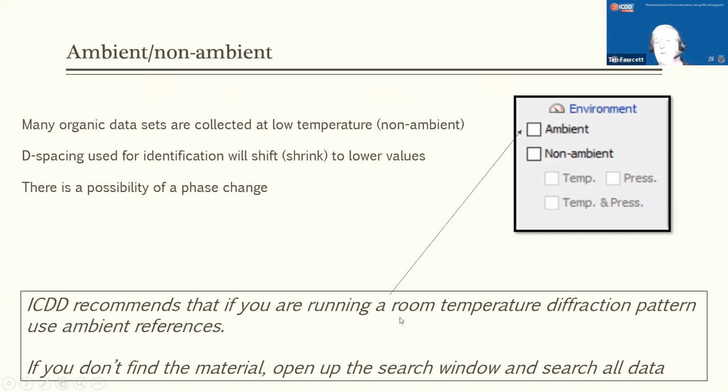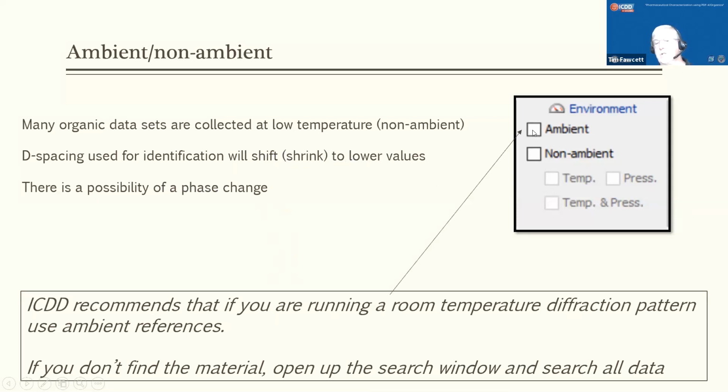So if you're running a room temperature analysis, which most of us are doing when we're looking at pharmaceuticals, you want to check this box so that you get the right ambient determination. And this is part of having the right analysis with the right polymorph. Because once you shrink these d-spacings, sometimes you get a possibility for a phase change, but a lot of times you'll actually miss the identification because the critical d-spacings and unit cell parameters are all at lower values.